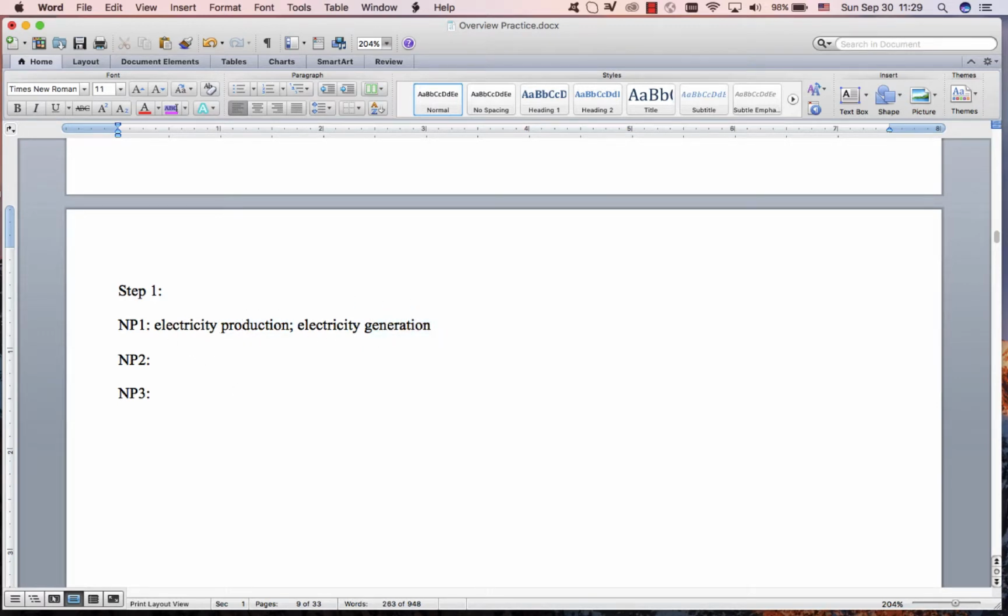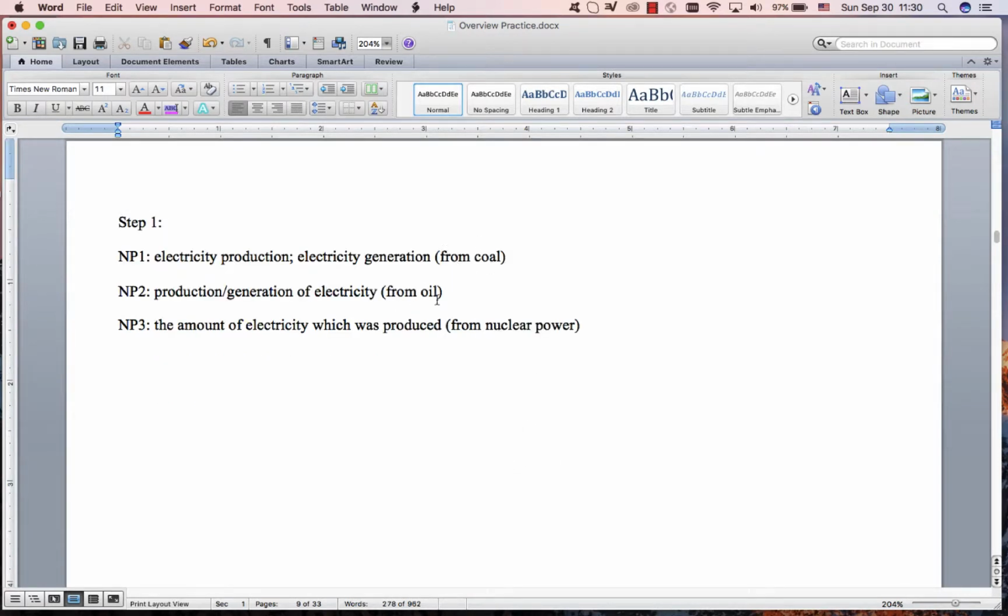Production of electricity, quite straightforward. And then this is the most important one. See if you can do it. Pause the video. The amount of electricity which was produced. And then we're going to add, in each one of these, a preposition phrase at the end here to say which one we're talking about. Great. Step 2 is paraphrase.